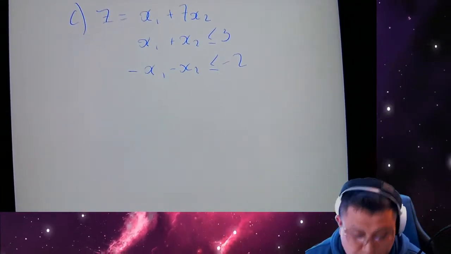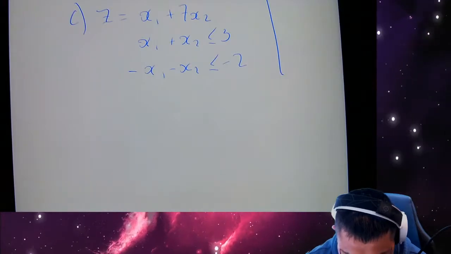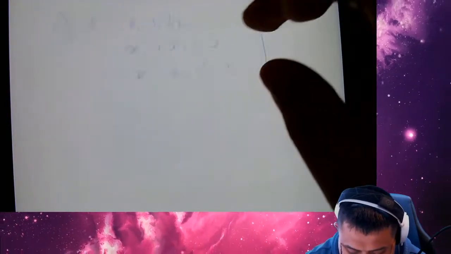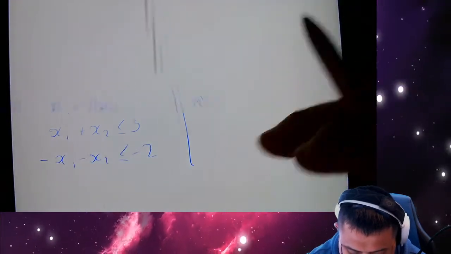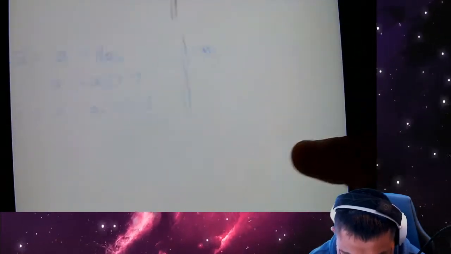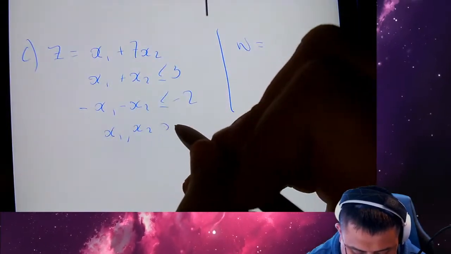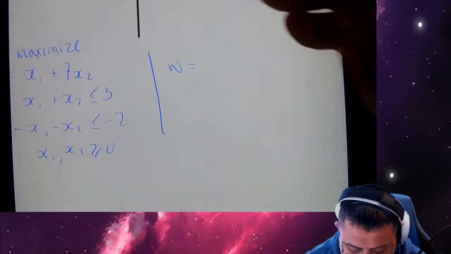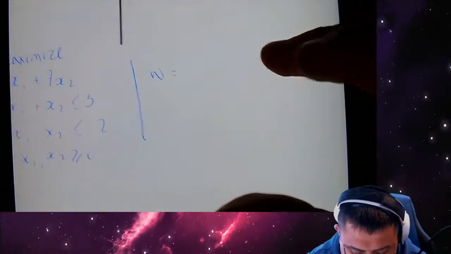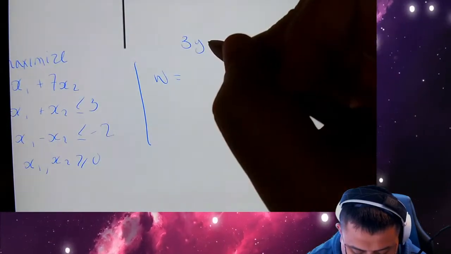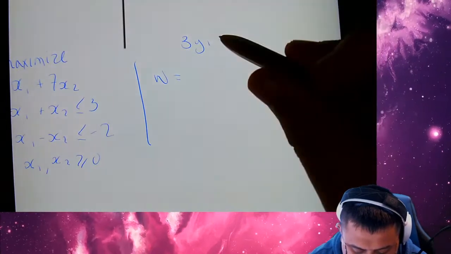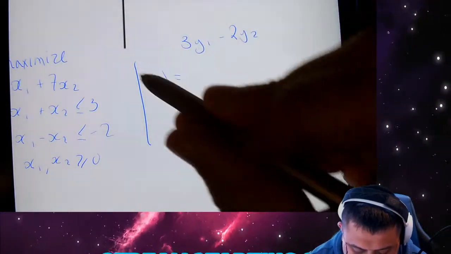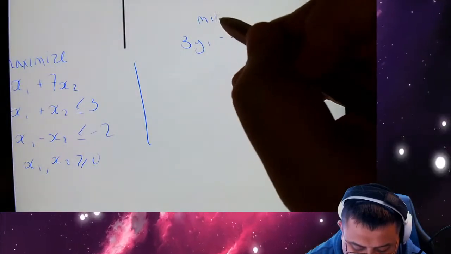So we have this, and then we want the dual problem. We also have to make sure that this is greater than 0, and this is maximize. Then our dual problem, which is minimize, is going to be 3y1 minus 2y2, and this is going to equal w. And this is minimize.